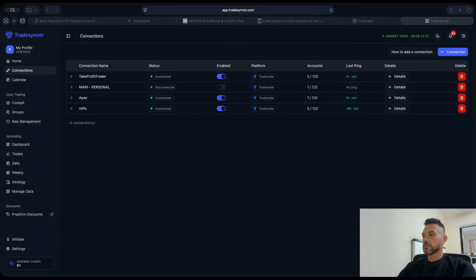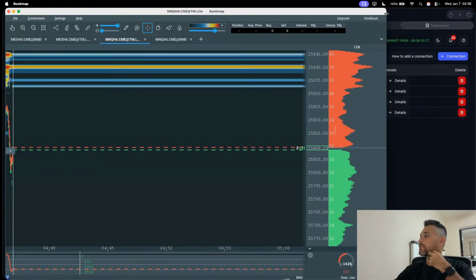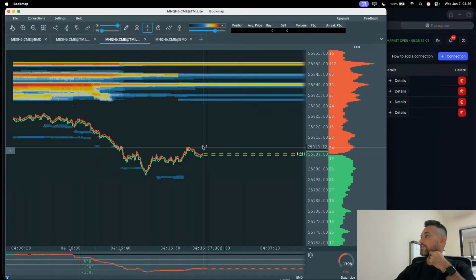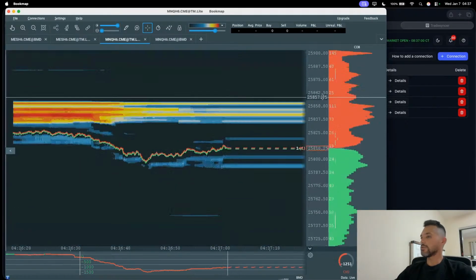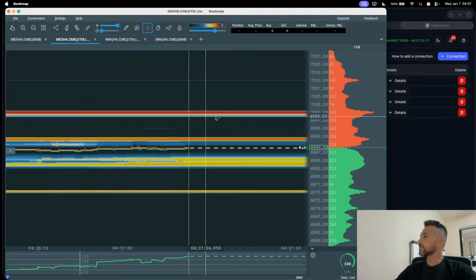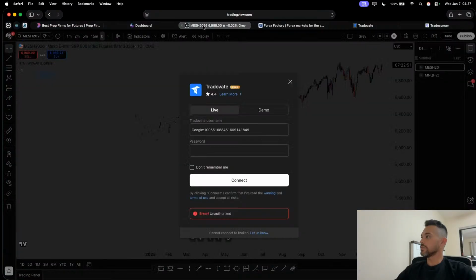So let me go over here. Are we sharing? No, we're not sharing. So let me close this real quick. Share entire screen. Here we go. So this is Bookmap this morning right now. This is MNQ, and it's bearish, but we've got some orders up above, and then we have some bullish or bearish.